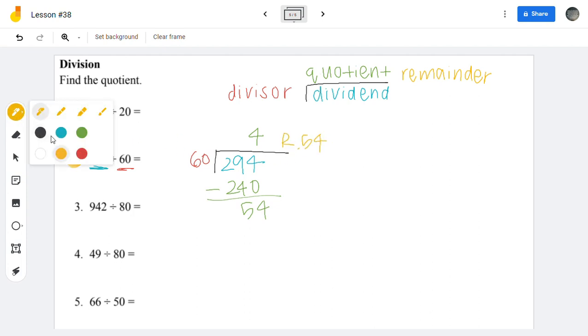So that's how you do these problems. Your final answer should be 4, remainder of 54.